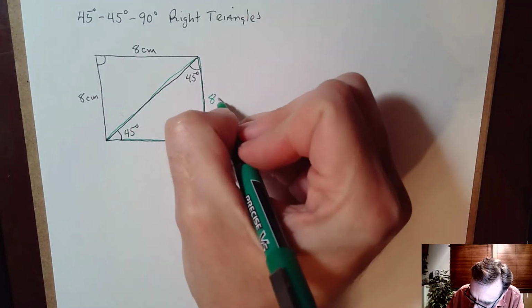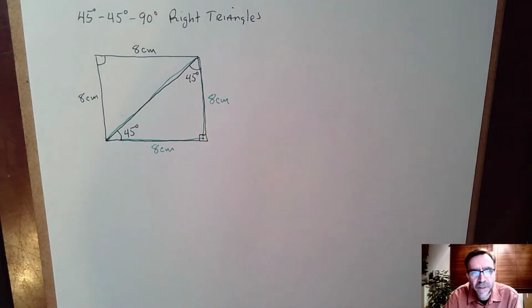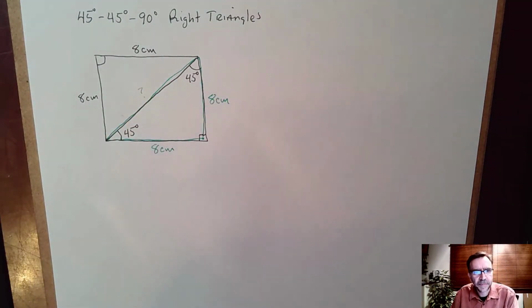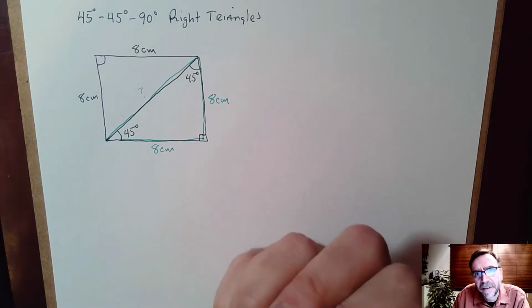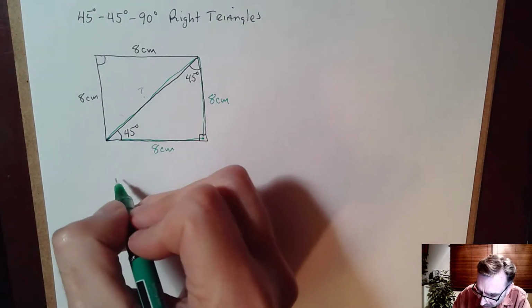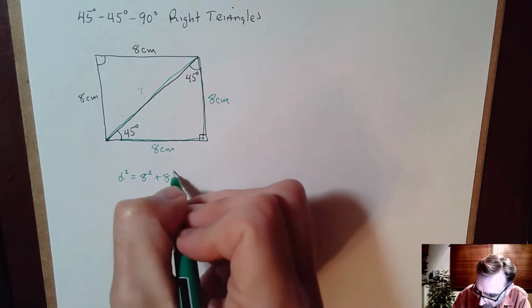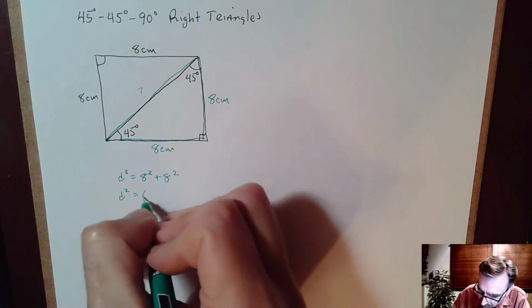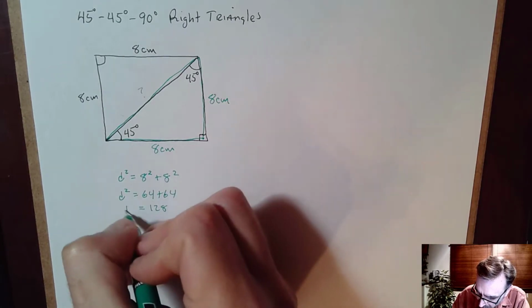We know this side measures 8 centimeters, this side measures 8 centimeters, but we don't know what the hypotenuse is. So we're going to have to figure that out. Now to do that, what we'll do is just run the Pythagorean theorem. So let's call that D for diagonal, and we can say the hypotenuse squared is equal to leg squared plus leg squared. So in other words, d squared equals 64 plus 64, which is 128.